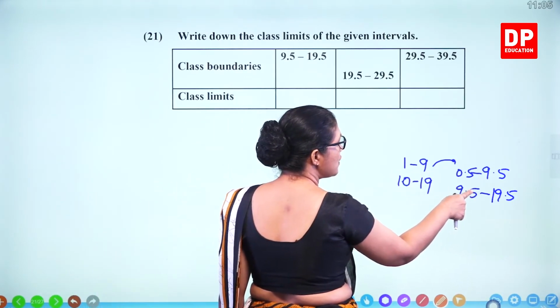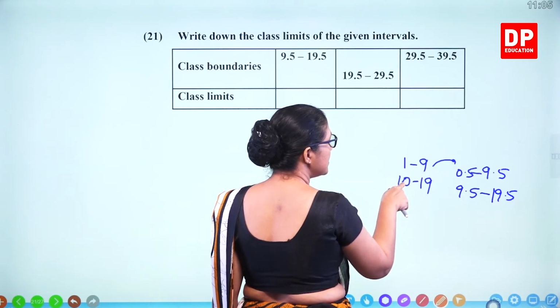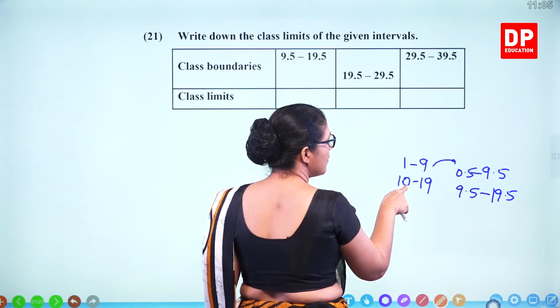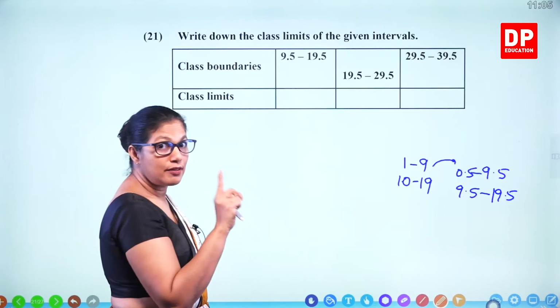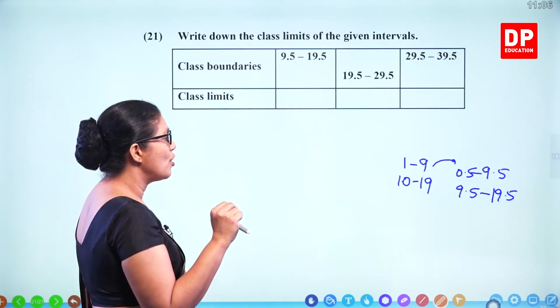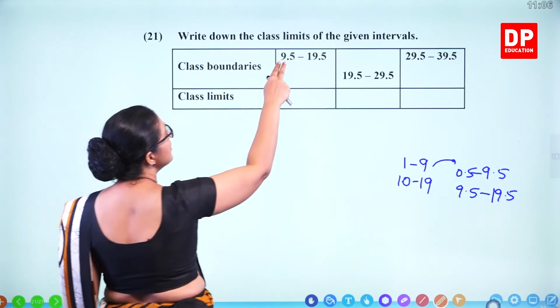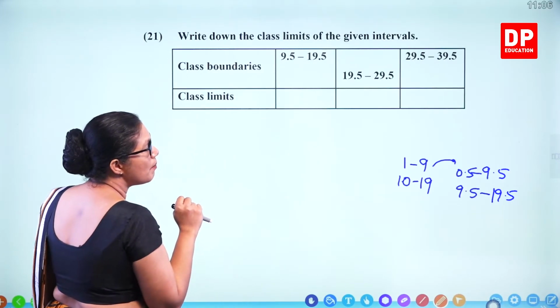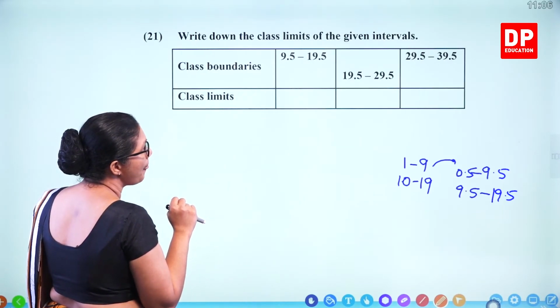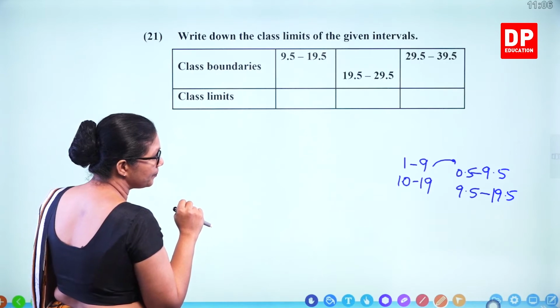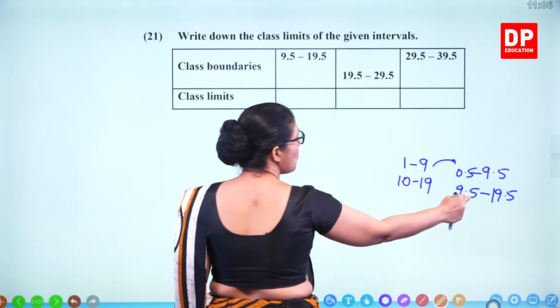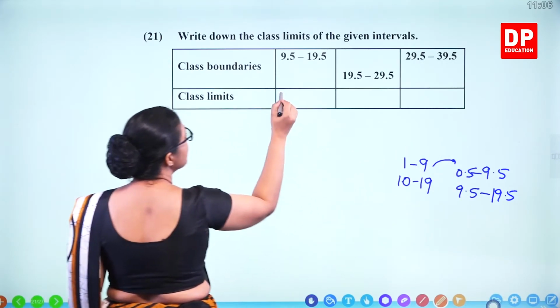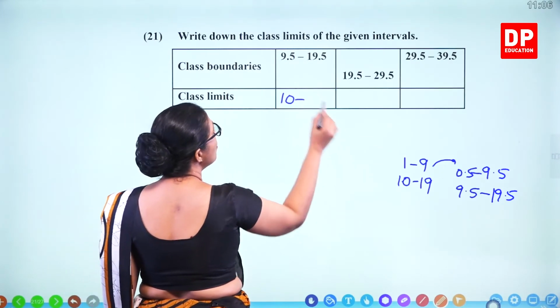These are boundaries. For boundaries, we add 0.5 to get the lower bound, not the other way around. So what you do is add 0.5 to that, and you get this one. So you get 10 to 90.